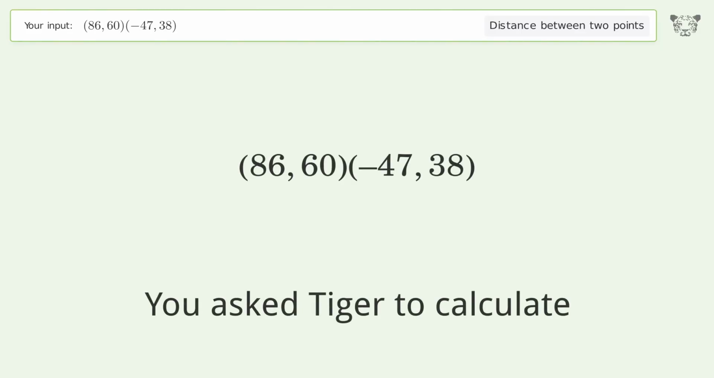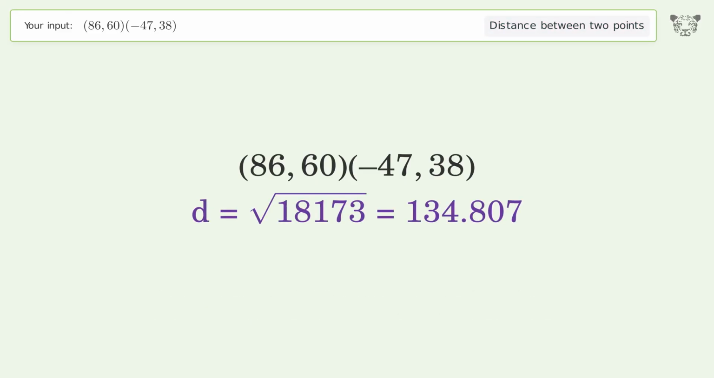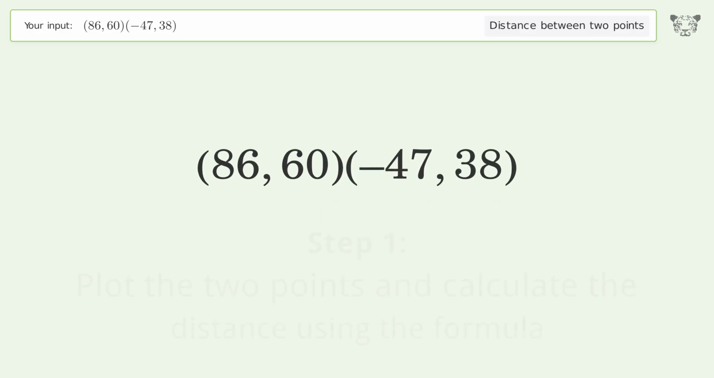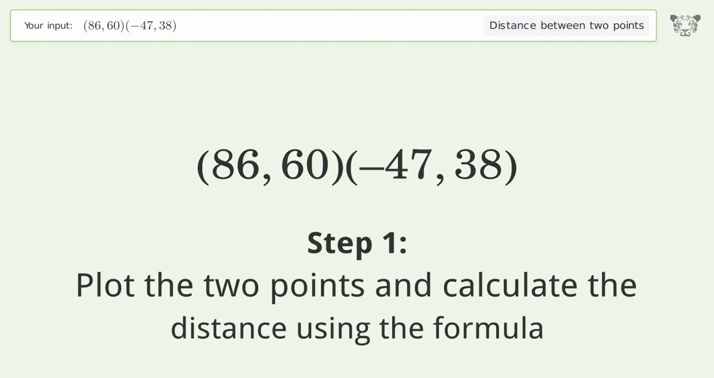You ask Tiger to calculate. This deals with the distance between 2 points. The distance between the 2 points is the square root of 18,173 or 134.807. Let's solve it step by step. Plot the 2 points and calculate the distance using the formula.